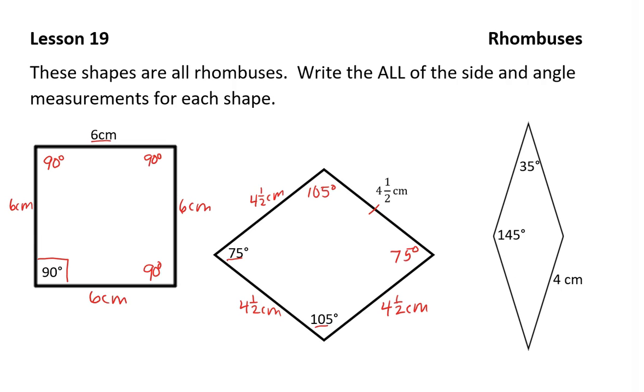My last picture shows a rhombus, and we have 2 of the angle measurements. Since the top angle is 35 degrees, I know that the bottom angle is also 35 degrees. The angle on the left is an obtuse angle that's 145 degrees, and opposite it is another angle of 145 degrees. I can see that one side of the rhombus is 4 centimeters, and again then we know that all sides of this rhombus will be 4 centimeters.